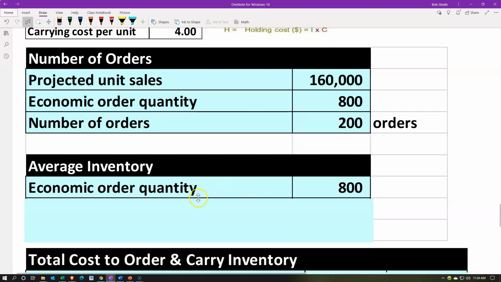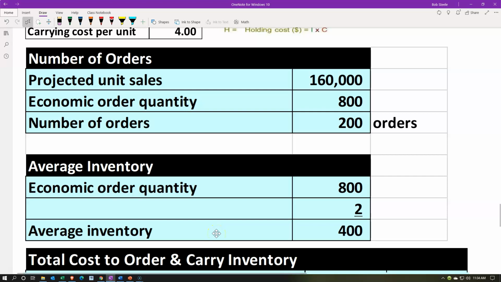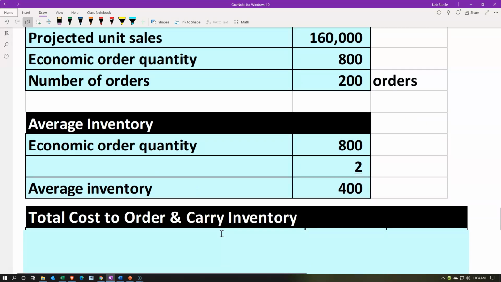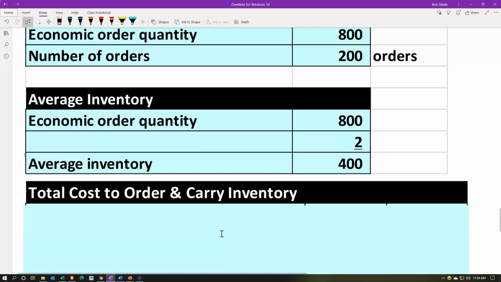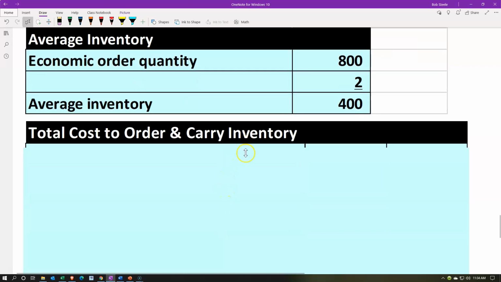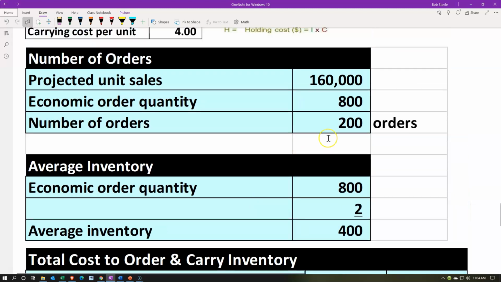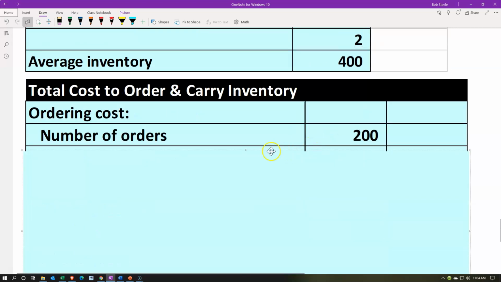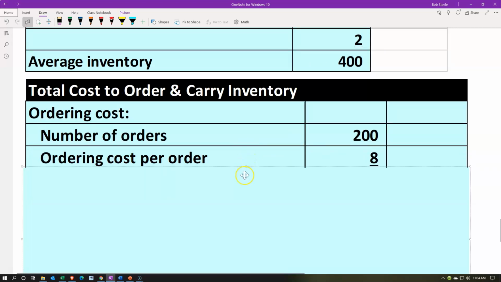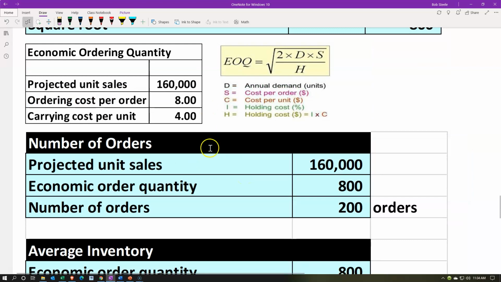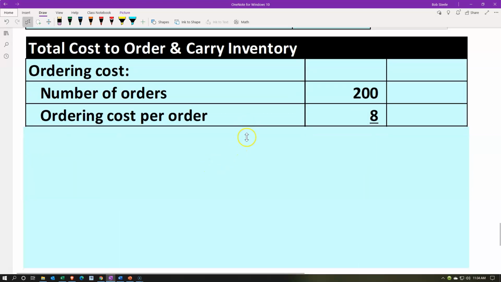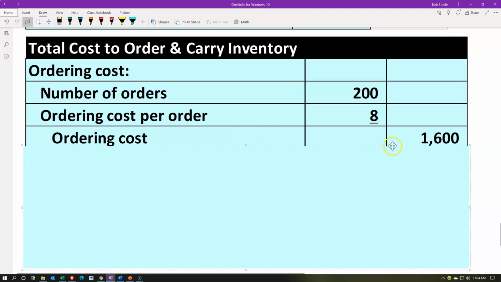The average inventory then is going to be the 800 divided by the 2, which is going to give us 400. If we were then to figure out what our total cost to order and carry inventory would be, then we can think about the ordering costs, which we now know we're going to be ordering 200 times. 200 times is how many times we're going to be ordering. And we know that it costs us the $8. So the $8 per order that we will be making, that's what we've calculated. That's going to give us the 1,600, multiplying the 200 times the 8.